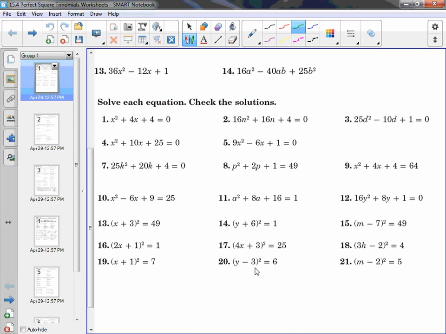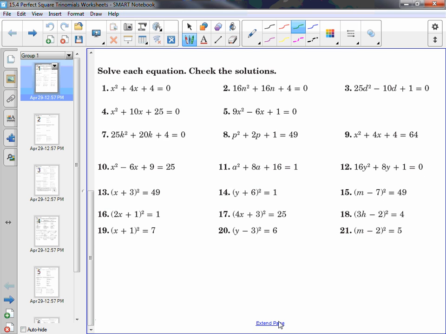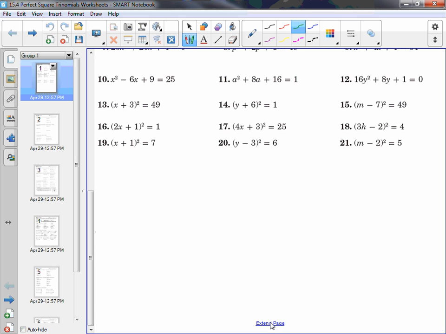Down here at the bottom. All right, number 20. All right, let's go ahead and use our new technique. Let's take the square root of both sides. So I've got the square root of y minus 3 quantity squared equals, and then when I take the square root of 6, what do I need to put in front of it? Plus or minus, because positive square root of 6 squared is 6. Well, so is negative square root of 6 squared, right?